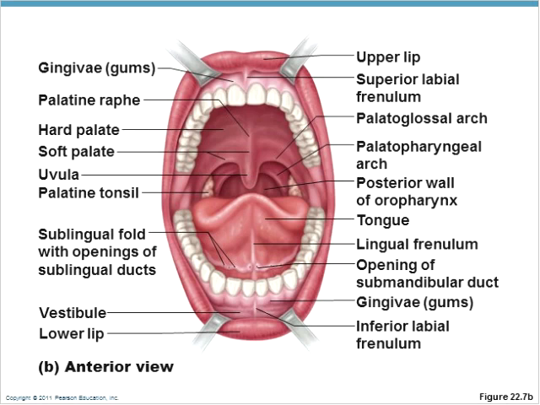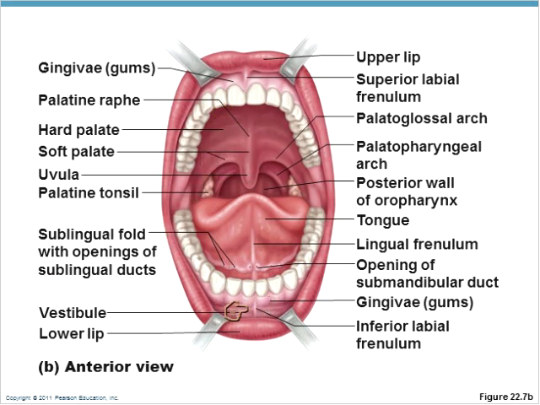And this is a nice look at an open mouth. You can see the gingiva, which is the name for gums. You can see the hard palate, and it goes down to the soft palate. There's the uvula, and you see the tongue proper. There's the lingual frenulum, the attachment that holds the tongue in place. And then you see the openings for the submandibular ducts. Again, more gingiva or gums. And you see the inferior labial frenulum of the lower lip. You see the superior labial frenulum of the upper lip.